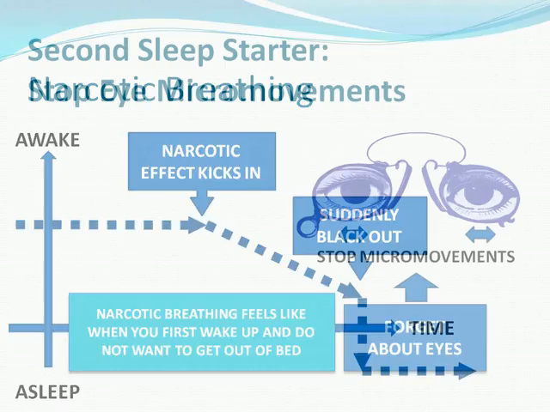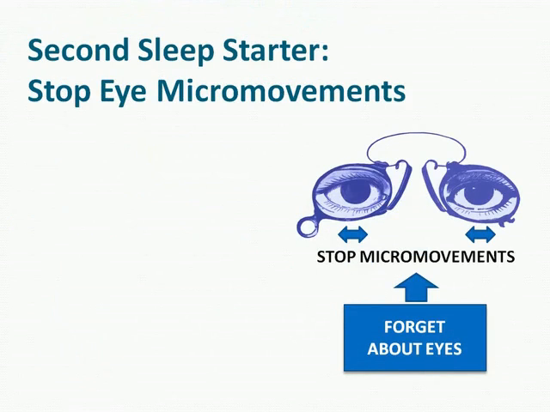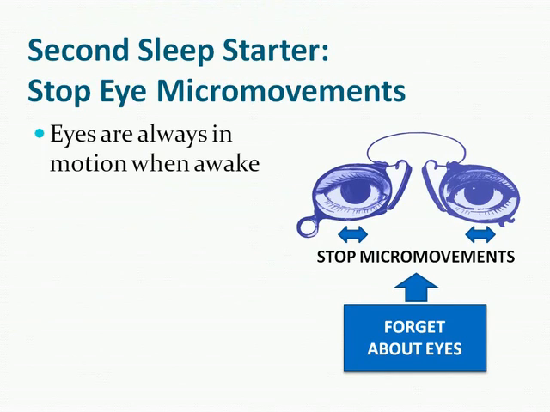The second sleep starter is to stop eye micromovements. During the day, the eyes are searching for changes in motion. Because of this, they make tiny eye micromovements all the time, and at the end of the day, they're still making these eye micromovements even though you may want to go to sleep. However, if you close your eyes and try to keep them still, you'll find that after about 30 seconds, they are still twitching very slightly. It's not easy to totally relax the eyes.